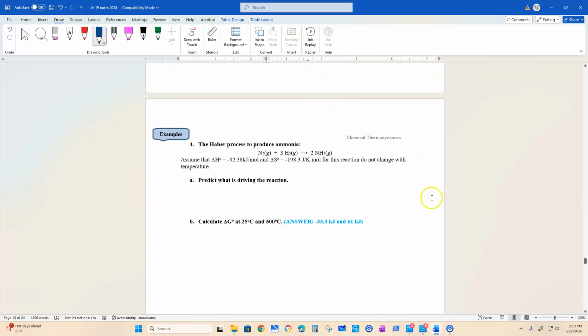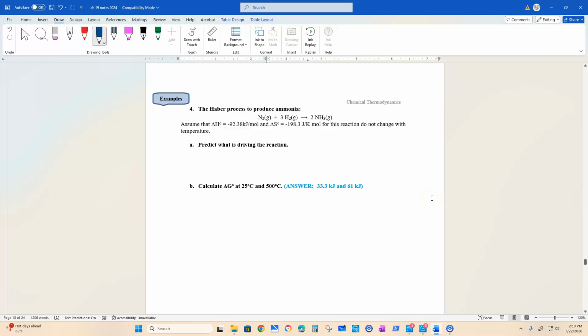So let's bust out a calculator. Let's practice, okay? The Haber process, remember, the Haber process is the famous way of making ammonia. I got N2, 3 hydrogens, made my 2 ammonia. Assume my H is negative. All right, that's a good thing, exothermic. And my S is negative, okay? My S is negative, that means I'm creating order, okay? Assuming that the temperature is not changing. What is driving the reaction, okay?